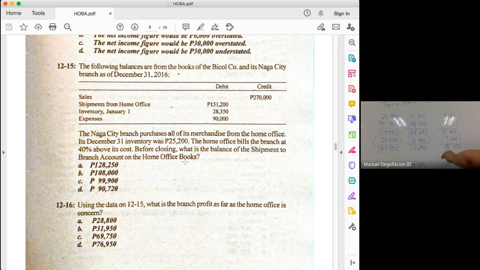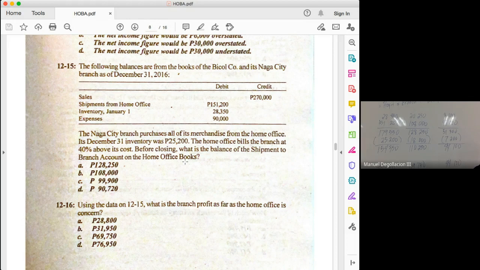And I prefer that you solve it this way, class. You start with the markup in the beginning, plus markup on shipments, minus markup on ending, to get the markup on your cost of goods sold. So that it will work, even if the markup rate is different from the current year and the last year. But why will it work, class, if you simply divide 154,350 by 140% and multiply it by 40%? Because the markup rate this year and last year are the same. But if they are not the same, it's better to independently get the components of your cost of goods sold.